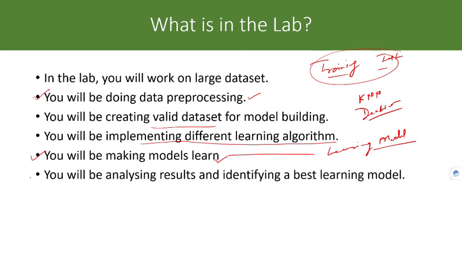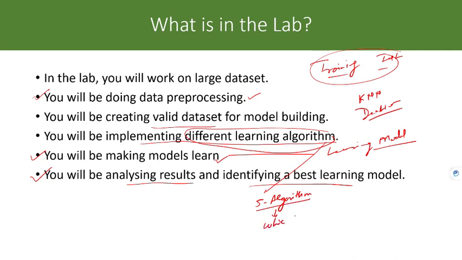Then you will analyze your result. Analyze the best result, because suppose you are implementing different learning algorithms, let's say 5 algorithms. The question here is, which algorithm shows the best result? This is what you need to check when you are implementing your model. So identifying the best model, this is what you need to do.